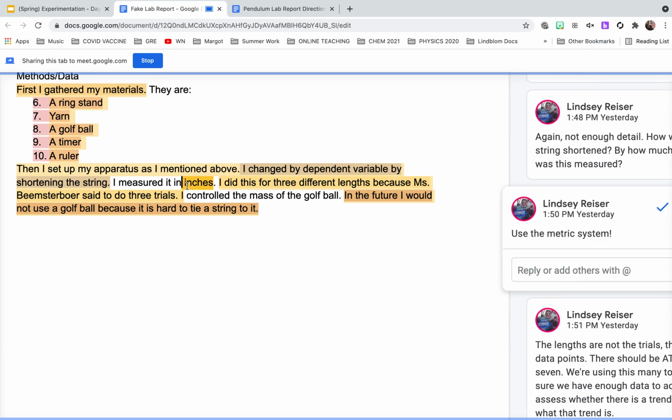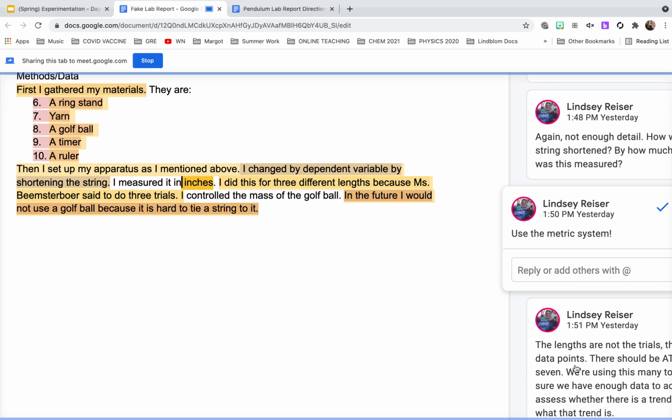Okay. This next one, use the metric system. So if you put your measurements in inches, 1 inch is equal to 2.54 centimeters. Just do the conversion, okay? So to convert from inches to centimeters, multiply by 2.54, okay? Just so that everyone knows that.